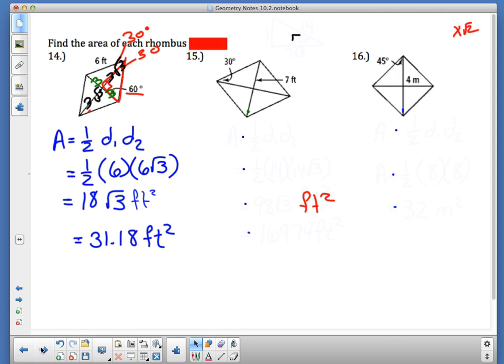Short side of the 30, 60, 90 triangle relationship. So it's very similar. So as the cable guy would say, get her done.